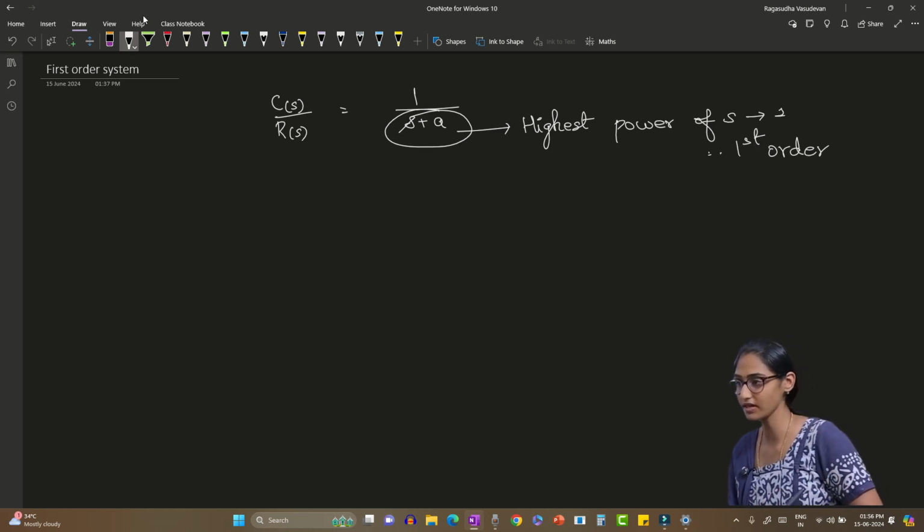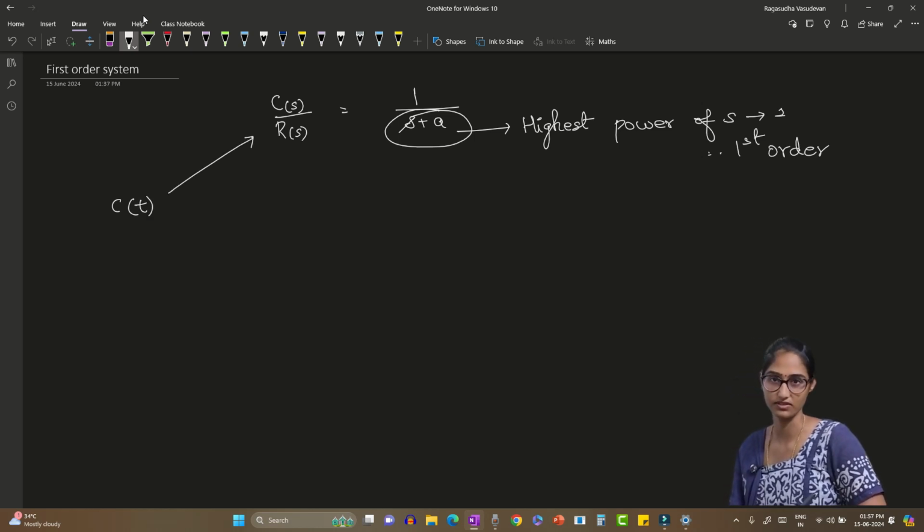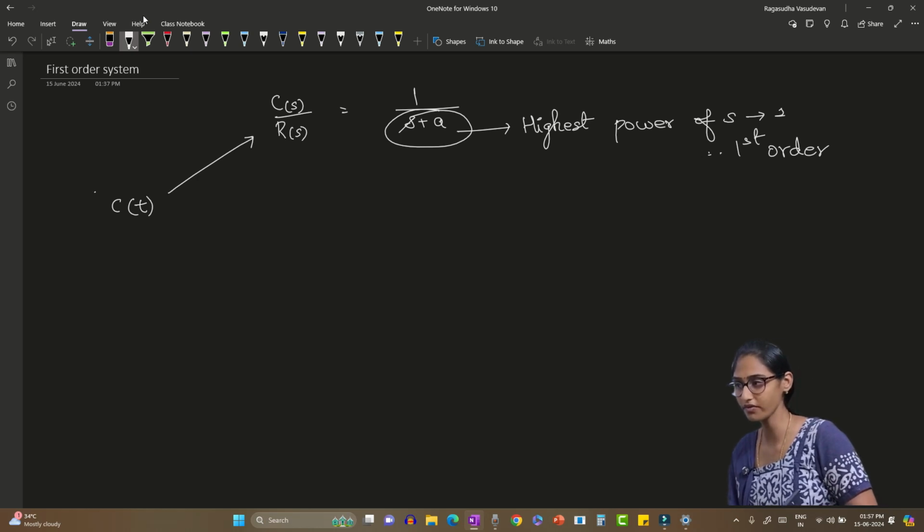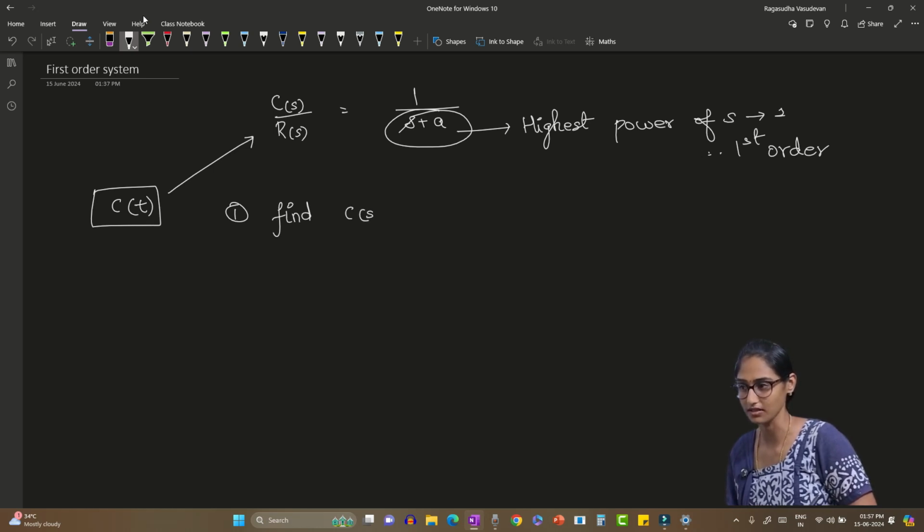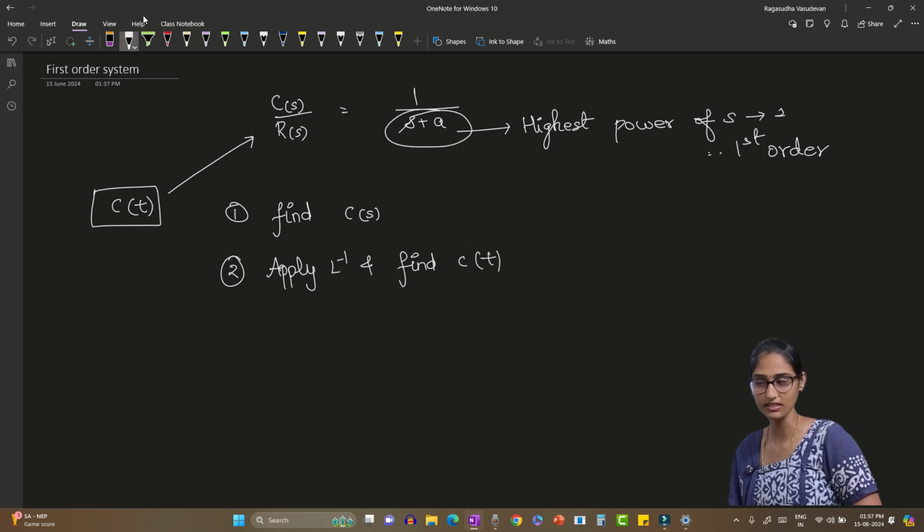So we are going to find out the time domain response c of t using the transfer function of this. So how to find out that? First thing is you have to first find out the response in s domain. What is c of s? Then you have to apply Laplace inverse and find c of t. That's all.